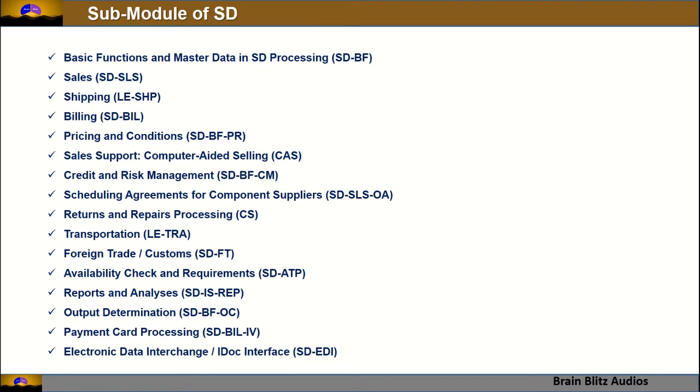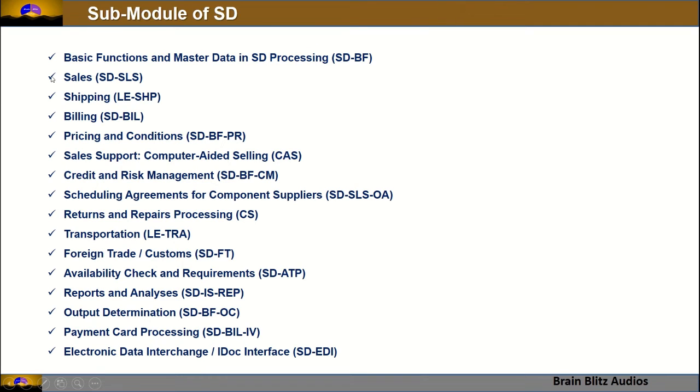Then the product hierarchy, we call it. All those things come as master data, and also you have the customer master, which is also part of SD. Then there are some basic functions which we need to create or configure before using it, like organizational structures. You need to create a sales organization, distribution channel, division, sales office. These kinds of organizational structures are the basic functions, which also come as a submodule of SD.